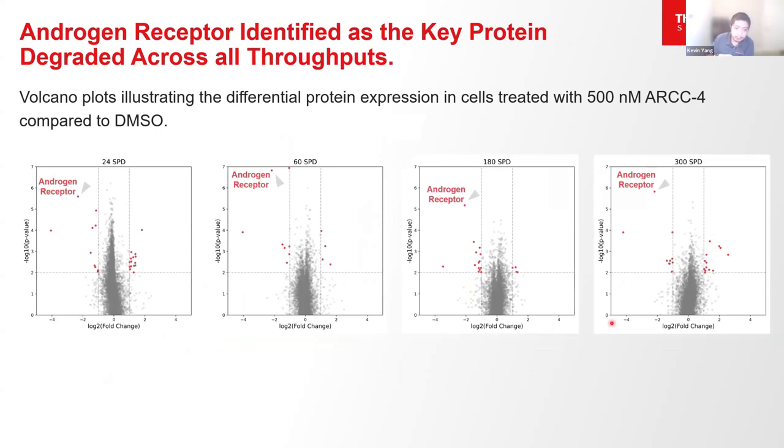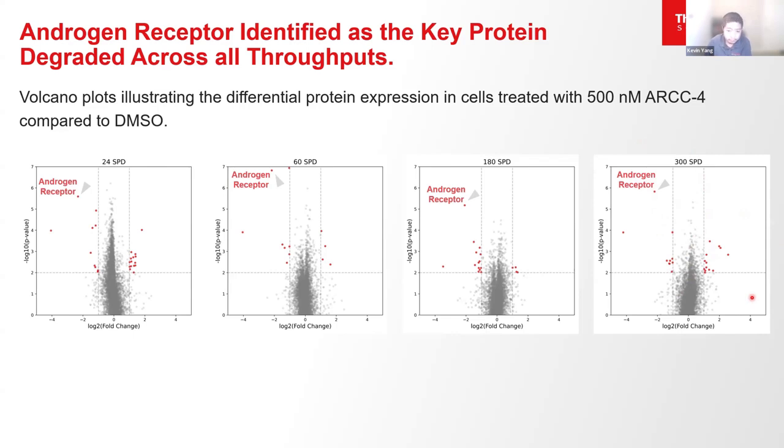So is androgen receptor degraded? Can we capture that? Yes, you can see that from the volcano plot. Regardless of the throughput, we found androgen receptor being the predominant protein degraded upon 500 nanomolar of ARCC4 treatment. This compound was previously shown to be specific and potent, and yes, our Orbitrap Astral mass spectrometer captures that even at 300 samples per day.